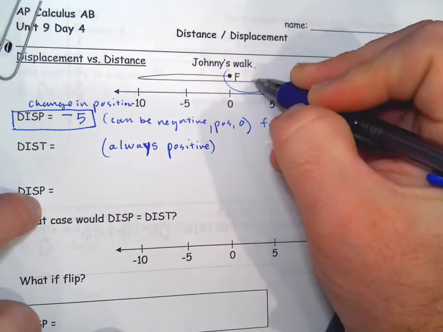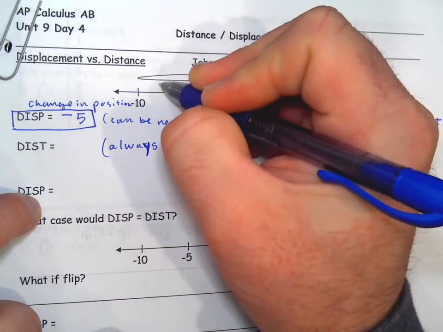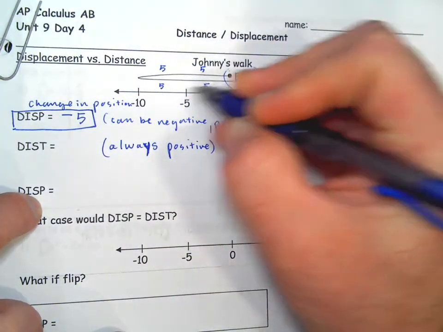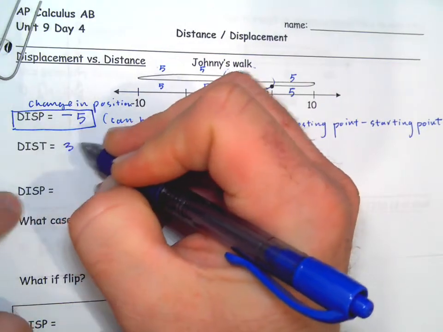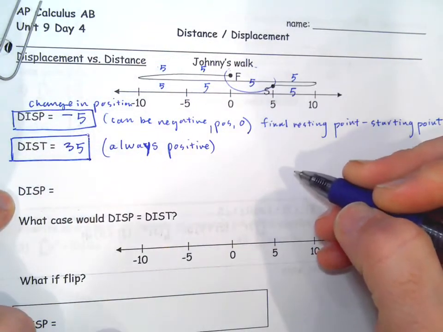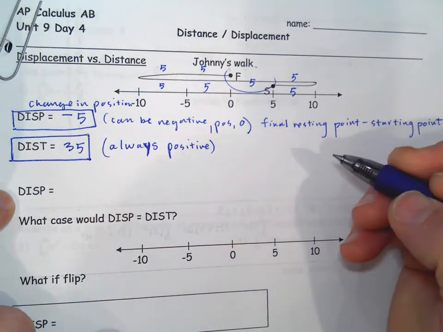Here's another 5. Here's another 5. Here's another 5, another 5, another 5. So 5, 10, 15, 20, 25, 30, 35. The distance traveled is 35 units. It's got to always be positive, okay?